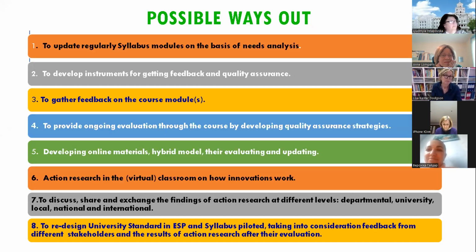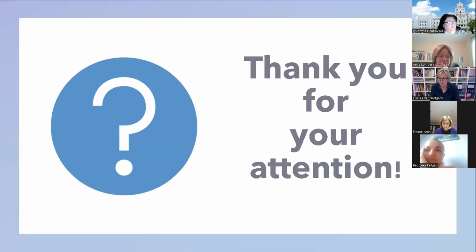It is updating of syllabuses, developing instruments for getting feedback and quality assurance. It is done together. Feedback on the course modules is being done at the end of each module to provide ongoing evaluation through the course by developing quality assurance strategies. We're on the way to piloting them and maybe trying different ones. Developing online materials is done. The hybrid model is on the way. Action research in the virtual environment on how innovations work is being done. Then discussing and sharing the findings of action research at different levels is being done right now.